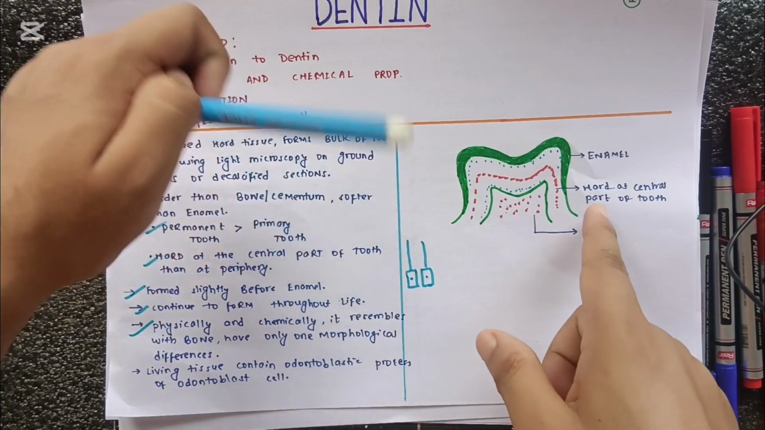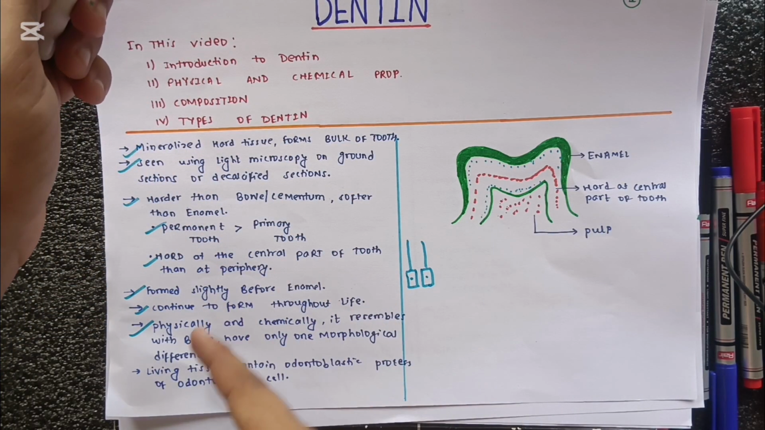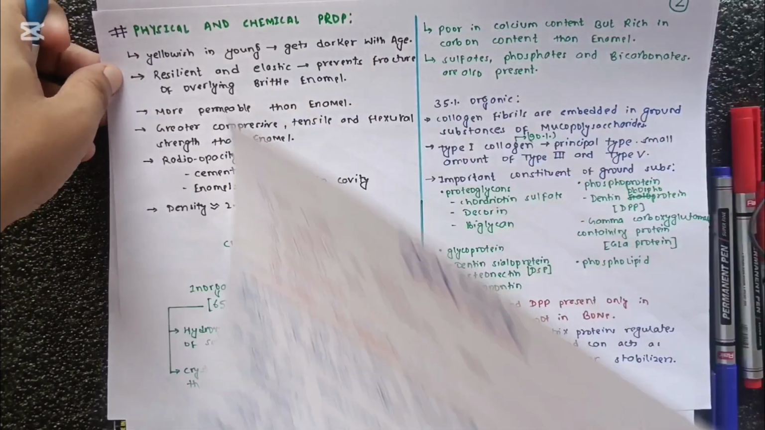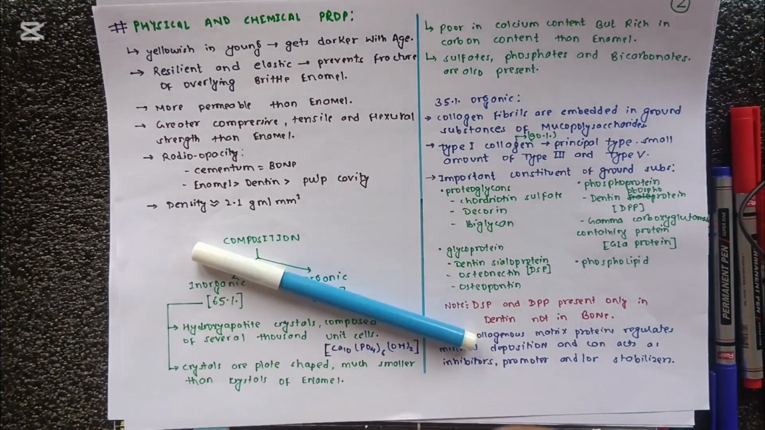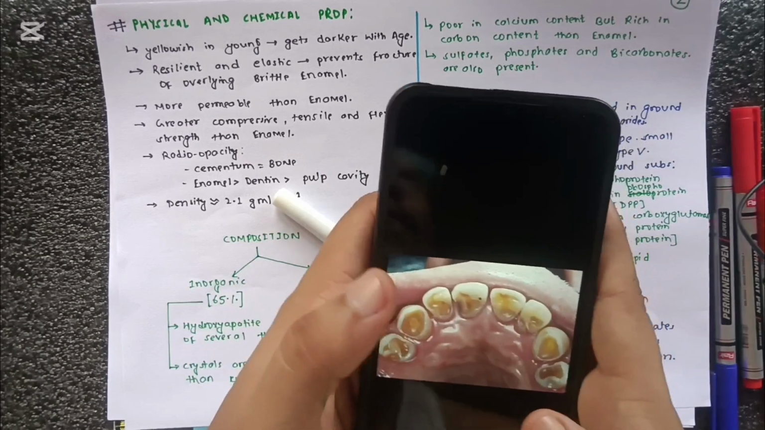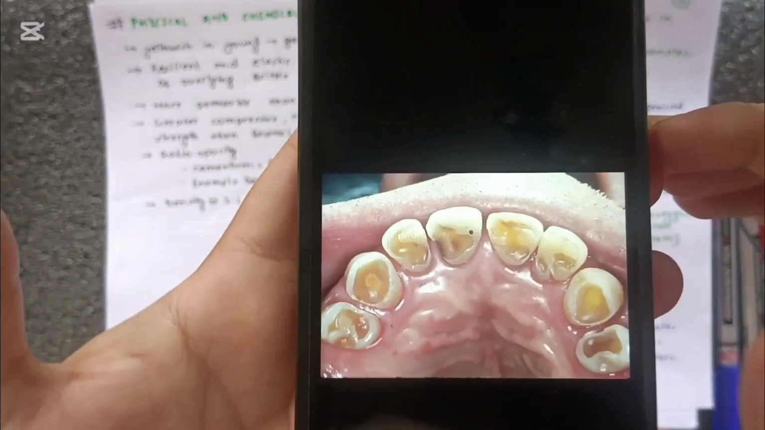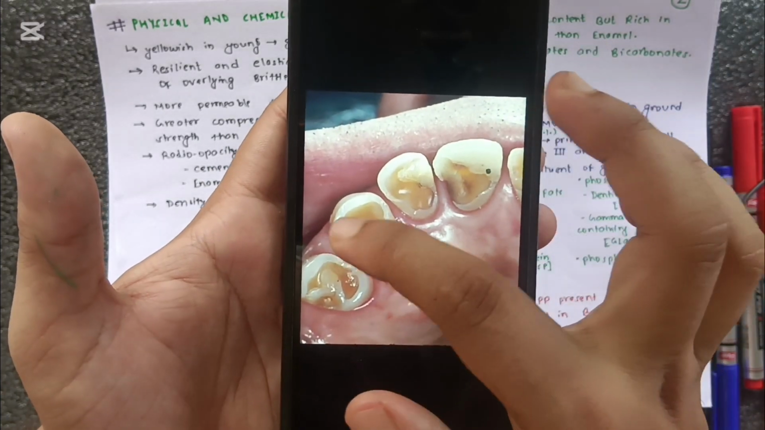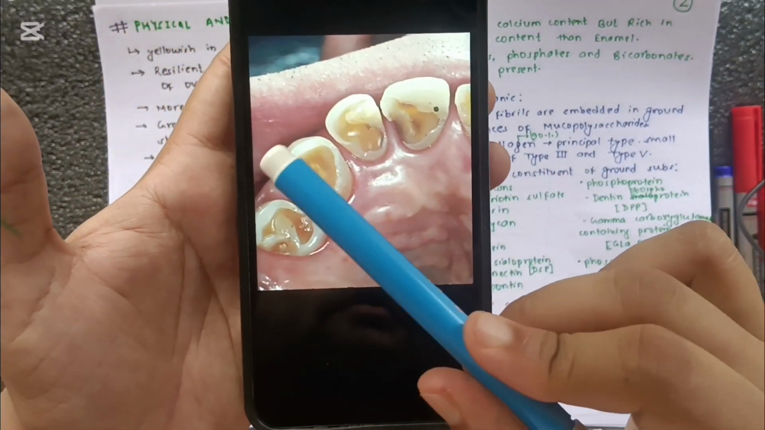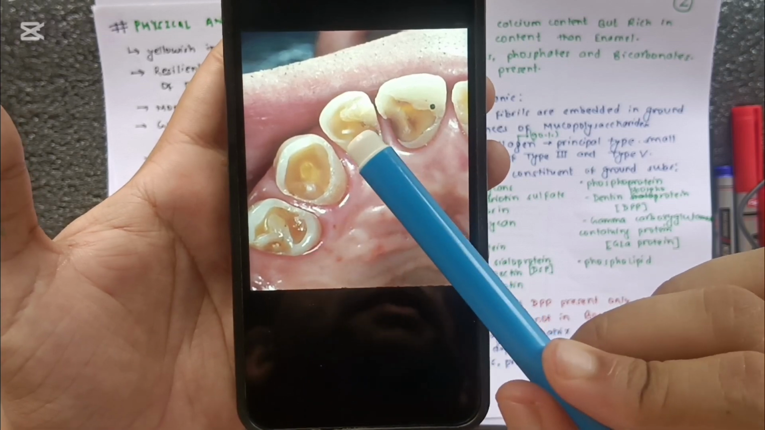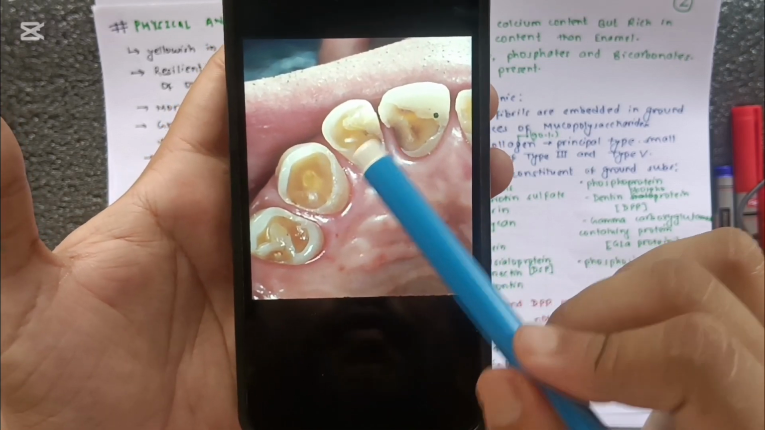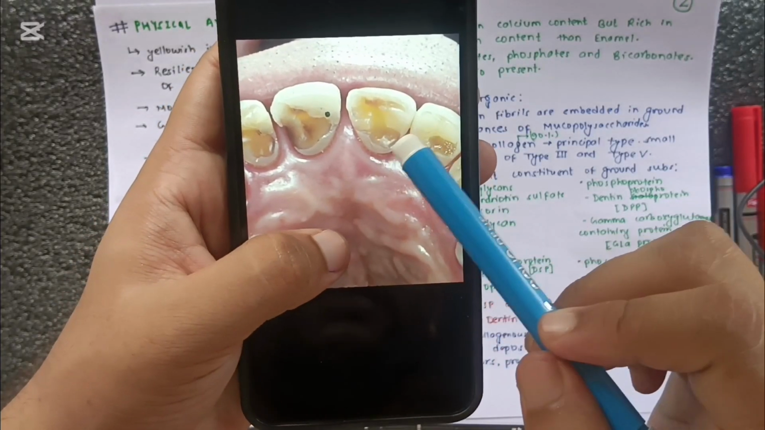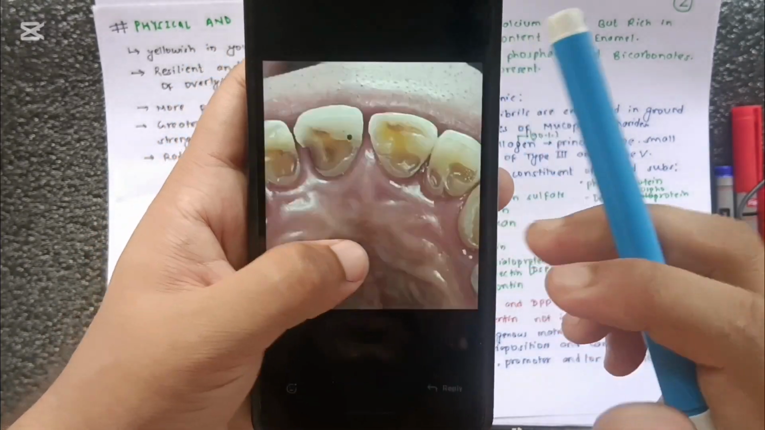And in this picture, as I have discussed, the tooth is harder at the central part than at the periphery. Just remember this. Before telling you about the physical and chemical properties, I will show you one picture. In this picture you can clearly see this yellowish colored thing. This white color is the enamel, and the yellowish thing beneath the white enamel is the dentin.